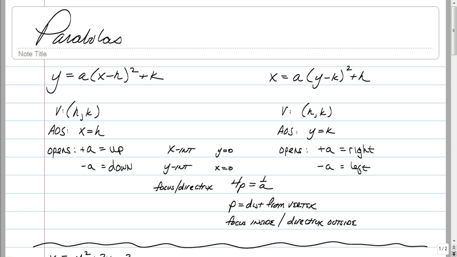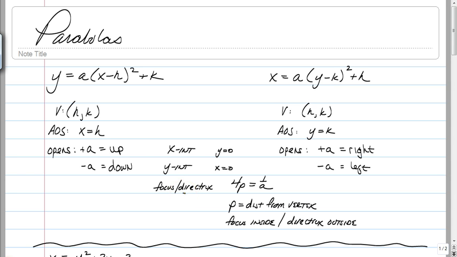A parabola, you know that the vertex is at h comma k. Your axis of symmetry is x equals h, which is the x coordinate of your vertex. You know if a is positive, it opens up. If negative, it opens down. We know about our x-intercept, our y-intercept. We're all good on that. But we have some new things.